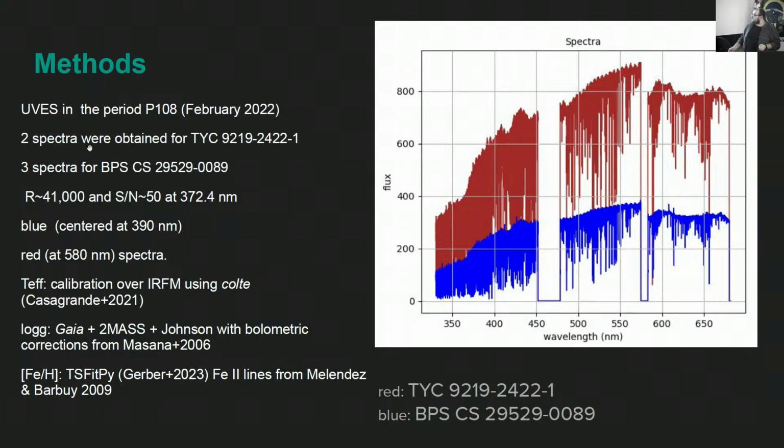And UVES has 2 principal arms in the spectra. One is blue, that is centered on 390. The other one is red, centered on 580. So I chose to use both. And to get the atmospheric parameters, we use the calibration over the flux method.